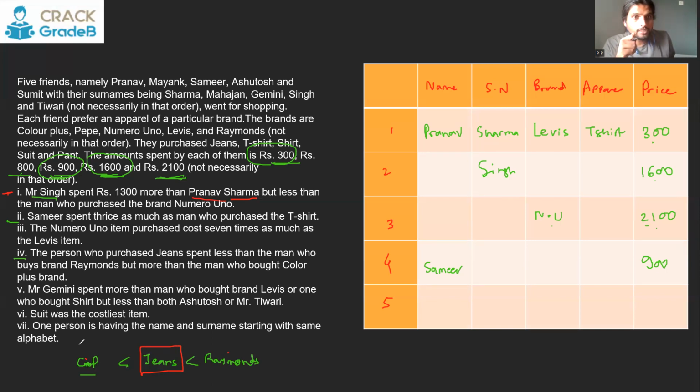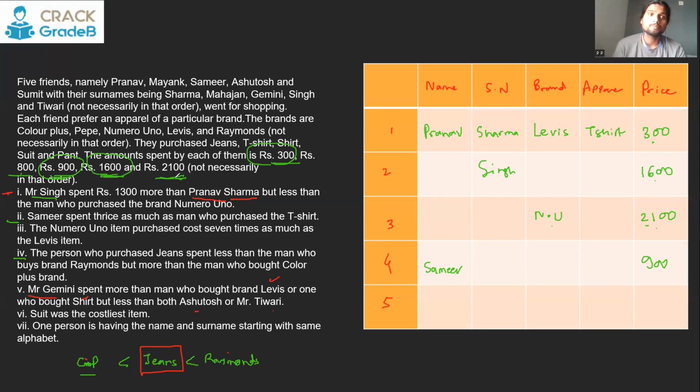Mr. Gemini spent more than the man who bought brand Levi's or the one who bought the shirt, but less than both Ashutosh and Mr. Tiwari. See, this statement is very important. It tells us that Mr. Gemini is spending more than two persons, the one with Levi's and the one with the shirt, but less than two different persons, that is Ashutosh and Tiwari.